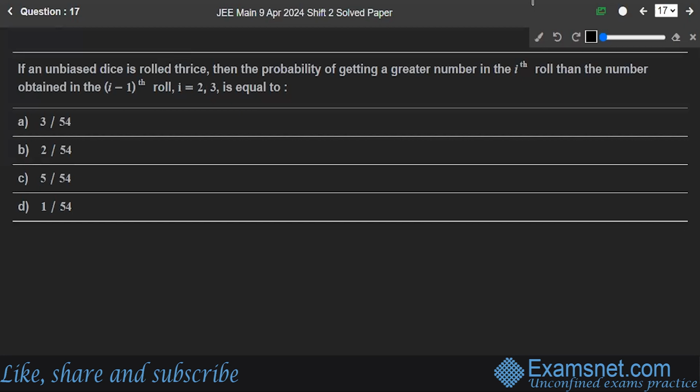Question number 17. If an unbiased dice is rolled three times, then the probability of getting a greater number in the ith roll than the number obtained in the (i minus 1)th roll, that is the previous roll, where i is equal to 2, 3, is equal to. So, first of all, you are throwing the dice three times. First, second and third. And let the outcome of the first, second, third dice be A, B and C. Now you are given that the probability of the greater number in the ith roll than the previous one. So that means you are given that A is smaller than B and B is smaller than C.